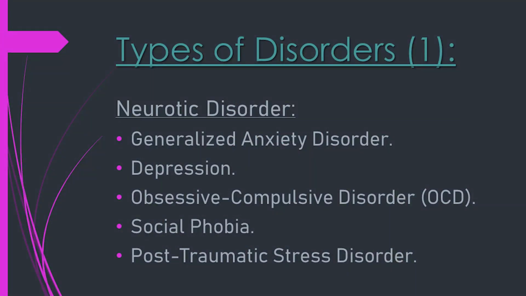These types of neurotic disorders include generalized anxiety disorder, depression, where a person is bipolar, and obsessive compulsive disorder, also known as OCD, social phobia, and post traumatic stress disorder.